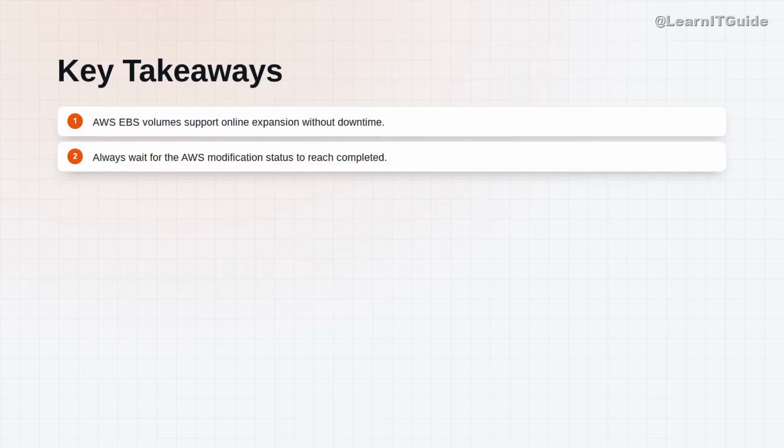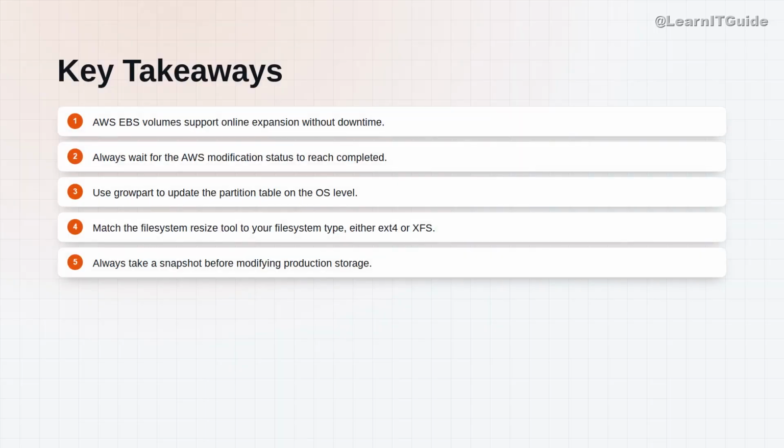First, remember that AWS EBS volumes support online expansion, meaning no downtime is required for your users. Second, you must always wait for the AWS modification status to reach completed before touching the OS partition table. Third, you need to use the growpart tool to update the partition table at the operating system level. Fourth, always match your file system resize tool to your file system type, using either ext4 or XFS correctly.